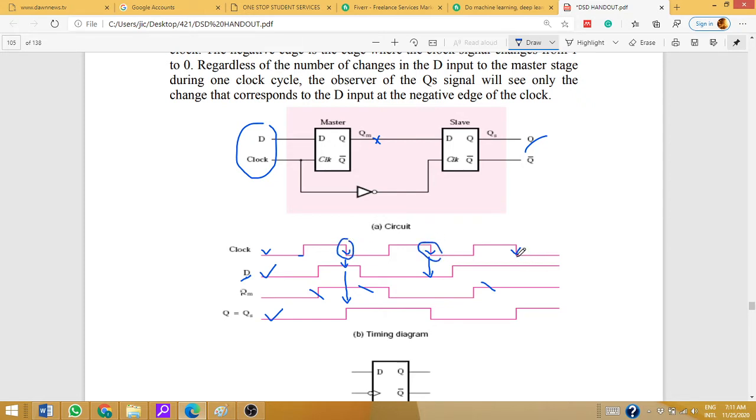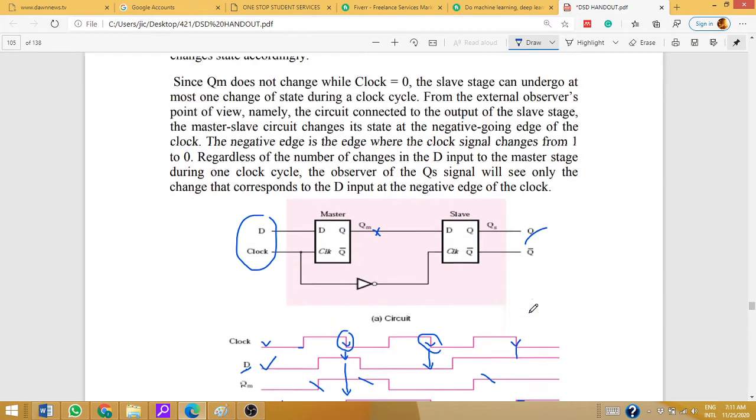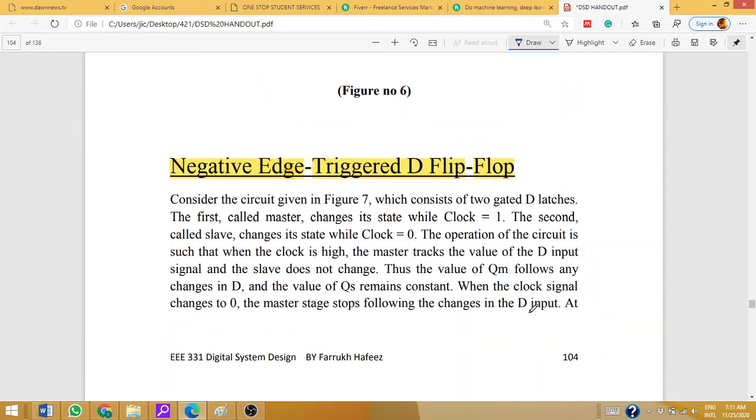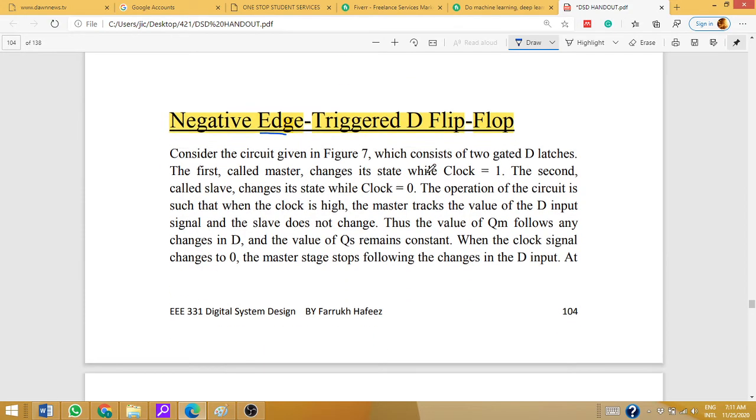Now see this one here, what is happening here? This change is coming during the falling edge of the clock, and at this falling edge the value of D is high, so it changes from low to high, is it? You can check here, it is changing from low to high at the falling edge. Okay, second thing, whatever D is high, it is changing now.